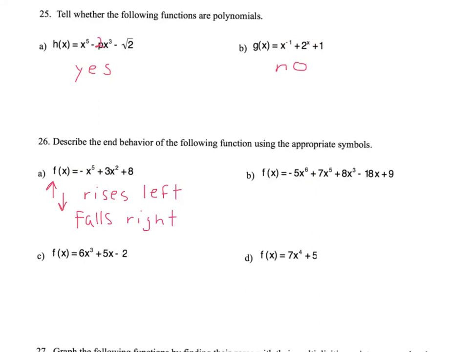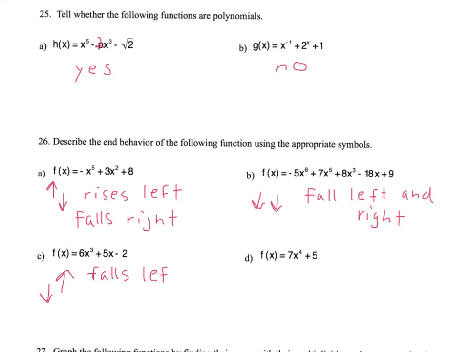And for part B, we have a negative leading coefficient and an even degree. So both ends will go down. So it will fall left and right. For part C, we have an odd degree and a positive leading coefficient, which means that it will start down and end up. So it falls left and rises right. And for D, we have a positive leading coefficient and an even degree, so both ends will go up, so it will rise left and right.